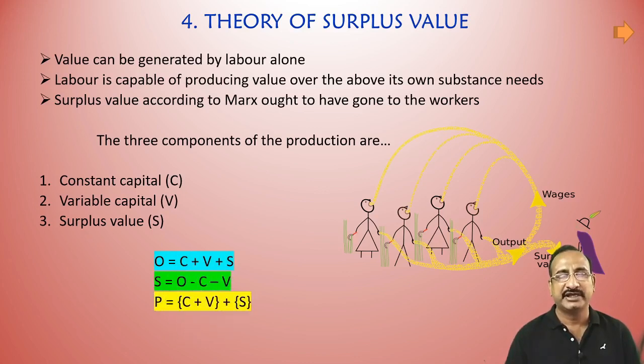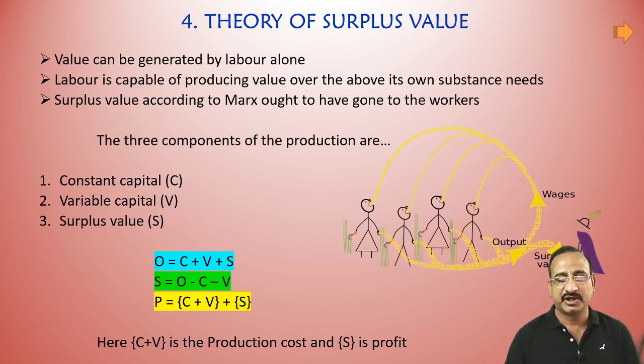And if you want to calculate price, P will be equal to C plus V plus S, where we can see that C plus V is the cost of production, the expenditure incurred for the production, and S is the profit that went away into the pockets of the capitalists.